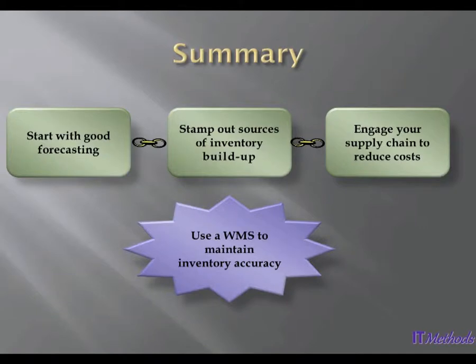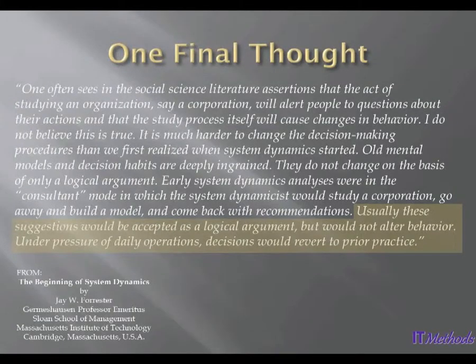So before we go into the Q&A, I had one last thought. I was reading a paper on system dynamics the other day, and I came across this paragraph, and it reminded me that no matter how much information you gather about what you should be doing, making those changes is the most difficult part of the process. A lot of times people are open to new ideas and they understand them and they agree with them, but as the paragraph closes here, under pressure of daily operations, decisions would revert to prior practice. You have to rail against the prior practice. If your inventory levels are too high right now, it means you have to change your behavior. And so I leave you with that thought.